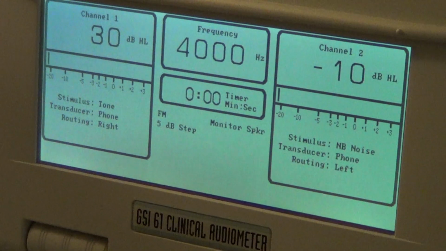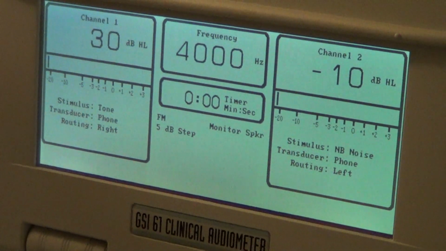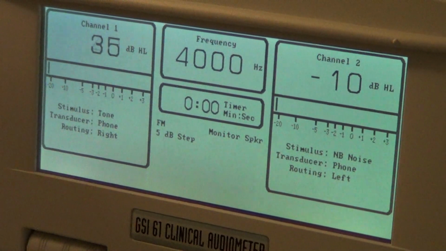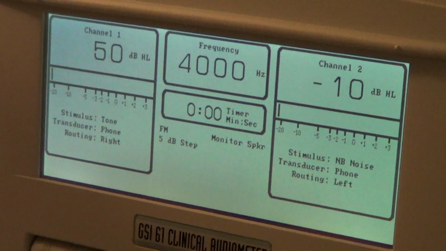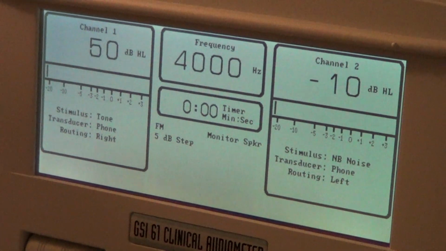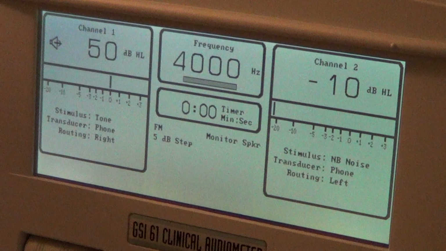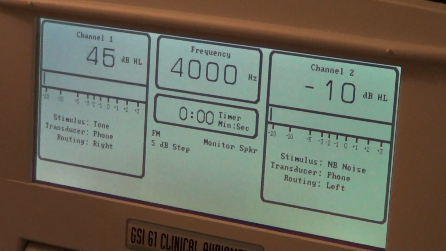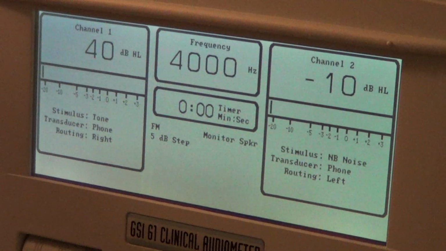Okay, at 30 the patient did not respond. So in this case we have to go up 20 decibels because it's the initial time that they didn't respond. They heard it at 50, and now we start doing our bracketing again.